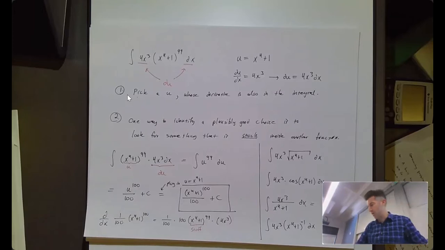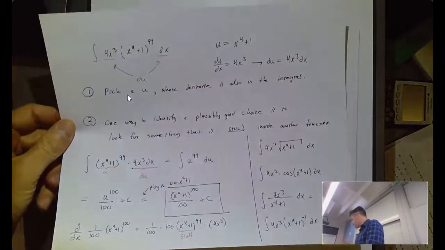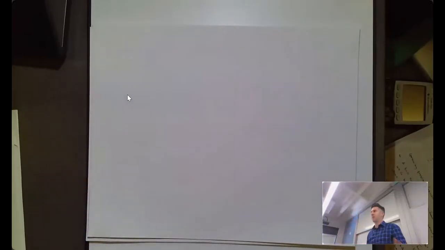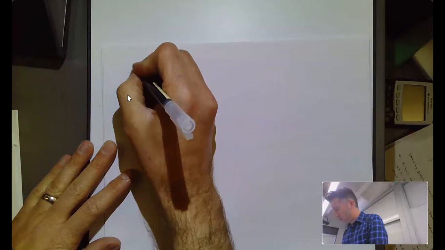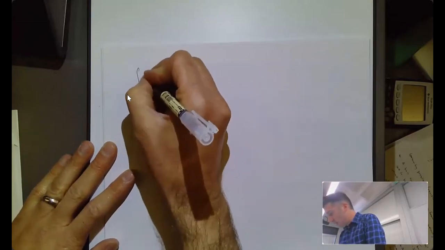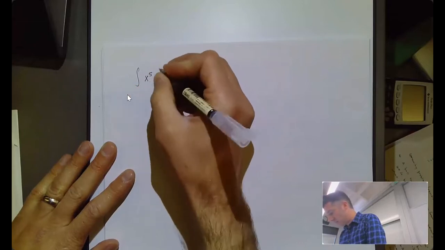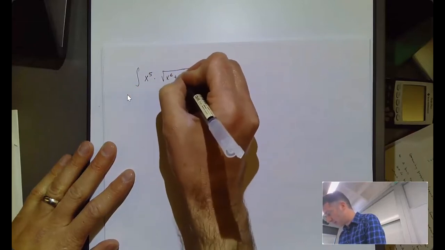Okay, we've got time for one more. I was hoping I would get a chance to talk about what I like to call mini u-substitutions, which are the ones that should be kind of fast and easy, but we'll talk about that next time. So let's look at one more example. Let's say it's the integral of x to the 5th times the square root of x to the 6th plus 9.